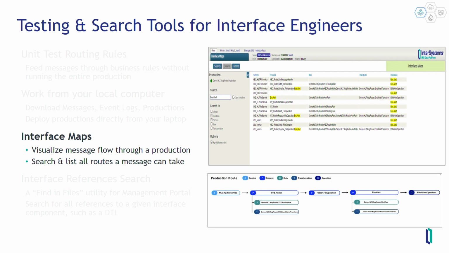Interface maps. This is a brand new feature. It is essentially a powerful visualization tool for your production. It allows you to search and list all the different routes that a message can take in a given production. For example, here you can search for all the different routes where a certain DTL with a certain name is used. You can isolate all those routes, and drill in to see a graphical representation of that message flow.